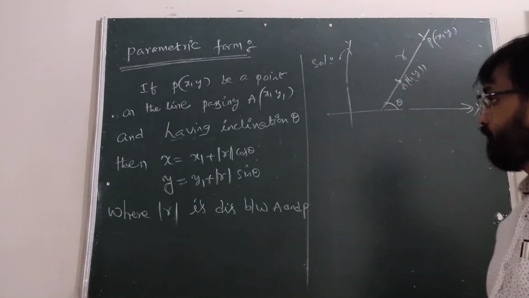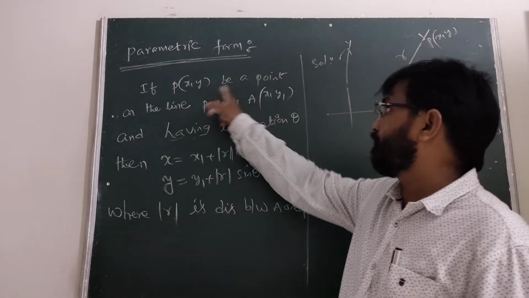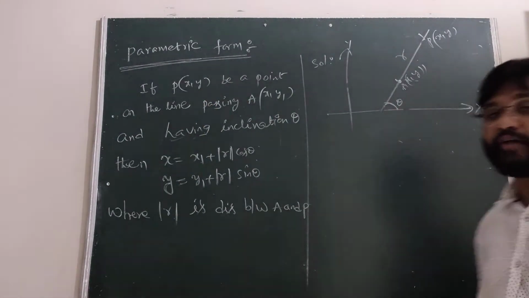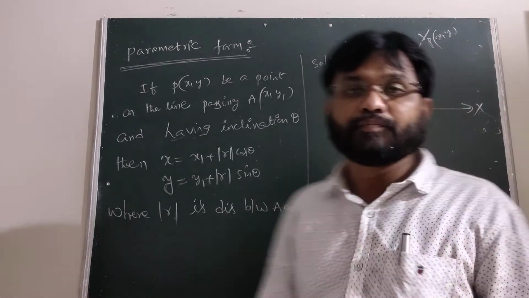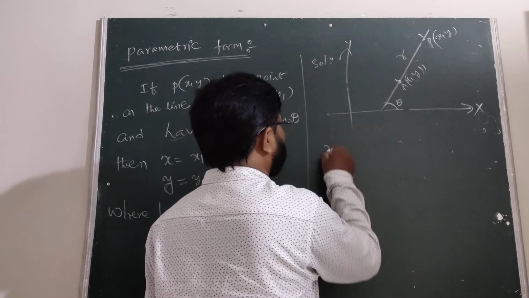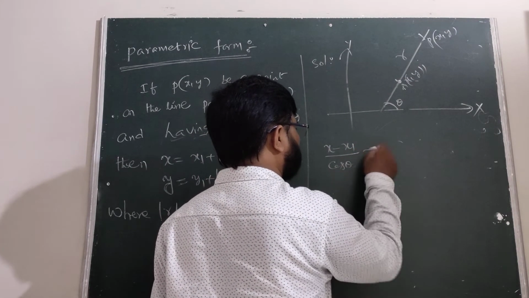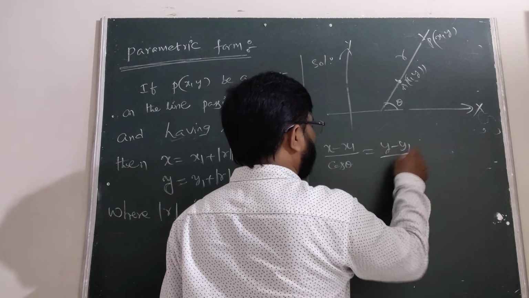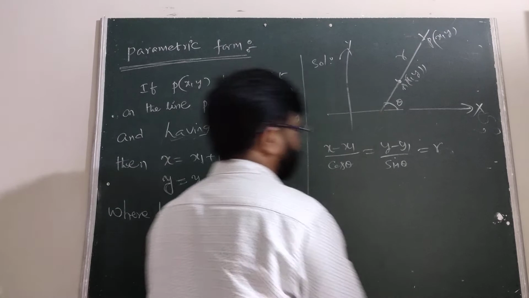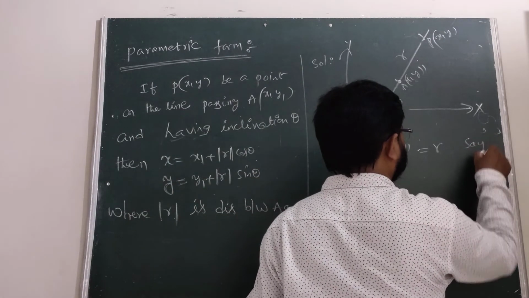But here it is given that P(x, y) is a point on the line passing through the point (x1, y1) having the inclination theta. Therefore, we have to know that. What do you know? Just now we proved that the symmetric form is (x minus x1) by cos theta equals (y minus y1) by sin theta equals r.